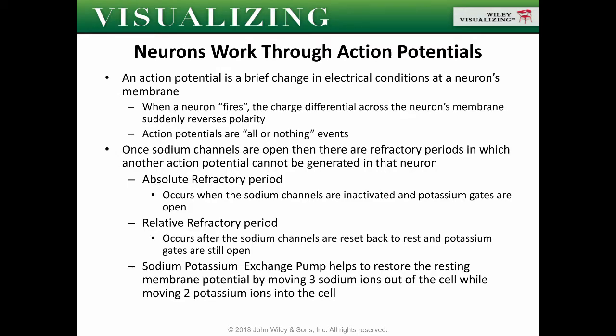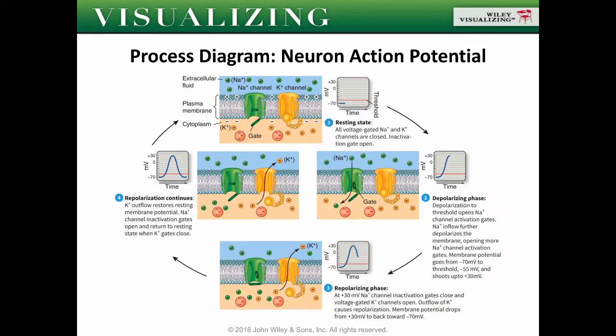So you have here your action potential. It becomes negative 70, then positive 30. Afterwards, it goes back down to the resting state, negative 70. How does it do that? You have sodium-potassium exchange pumps that restore the resting membrane potential. The movement is 3 sodium for 2 potassium. So that's your action potential.